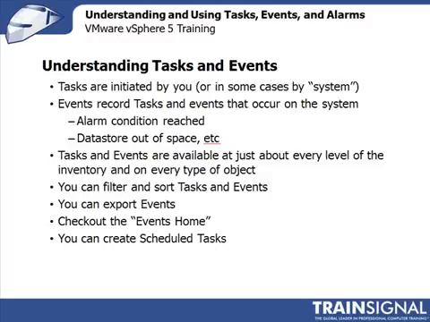So for example, if you're doing a storage vMotion, or you're doing a copy or a clone or a regular vMotion, and let's say you're doing a lot of them and you want to know what's the percentage of completion of these tasks, you can go to that object, go to the tasks tab, and you're able to see all the tasks that are currently running or that have completed.